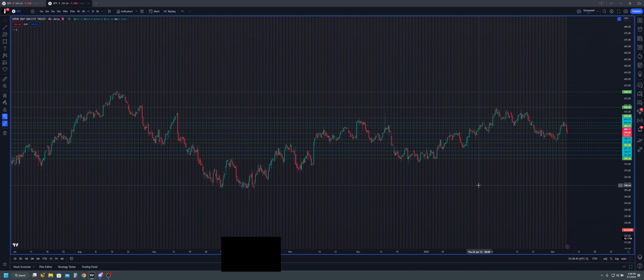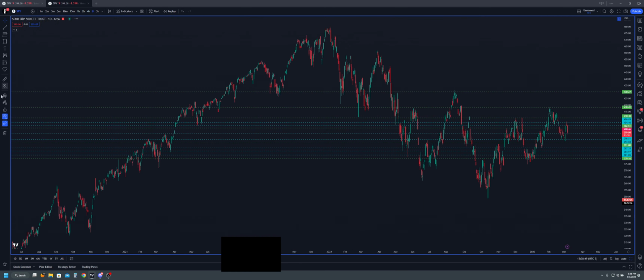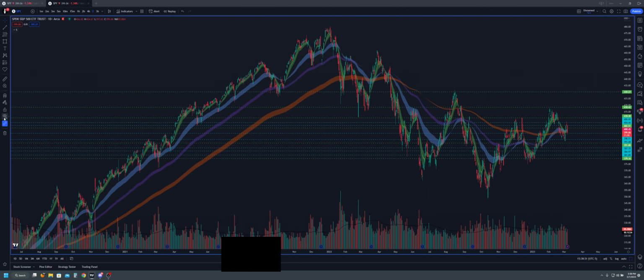With Spy, what is it a day? It's like a $6 or $7 move on average. I have it here. It's on a 2.84, about $3, I think. Yeah, that's fine. It's about $3 or $4 a day. It looks like it. All right, so now we're down to the 4 hour.